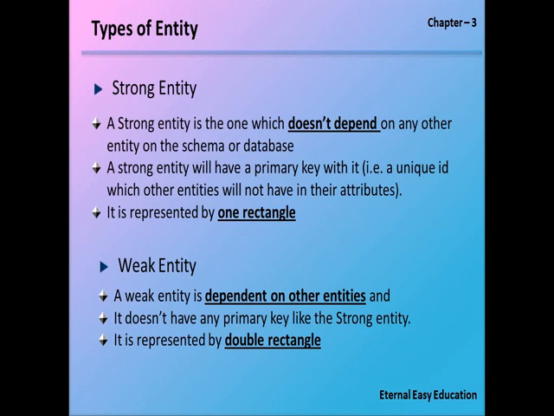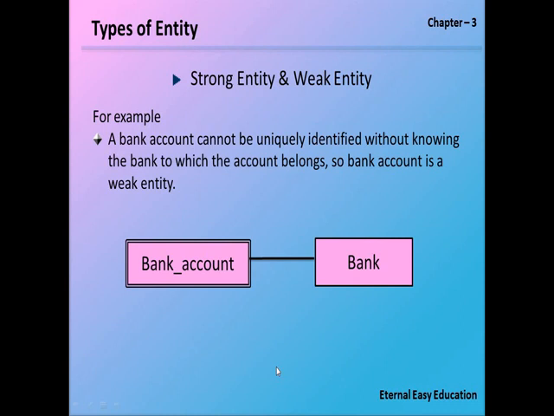So if the entity has these characteristics, then it is a strong entity, and it is represented in the ER diagram with a rectangle. Weak entity means it depends on other entities, and it is represented with a double rectangle. See here, there is an example, two entities, bank account and bank. The bank account cannot be identified without knowing the bank to which the account belongs. So bank is a strong entity and bank account is a weak entity because it depends on the bank.